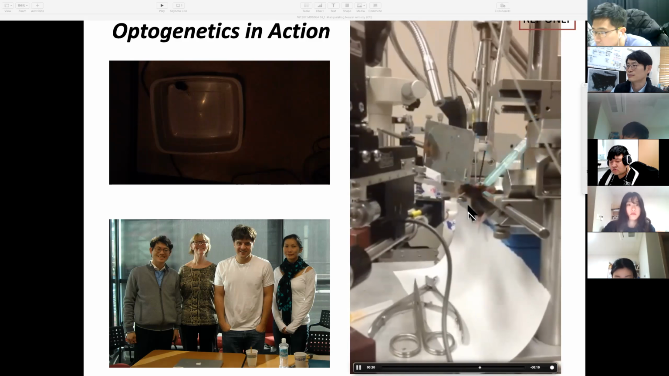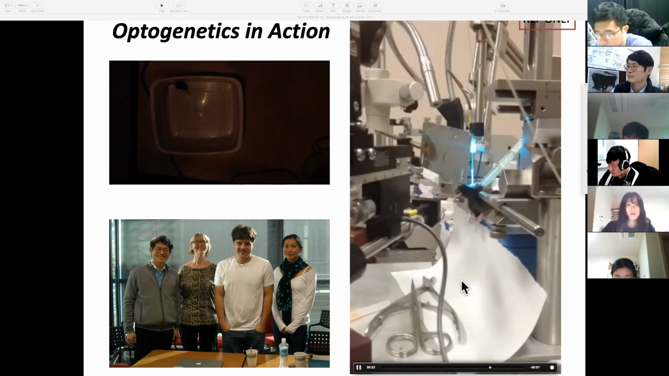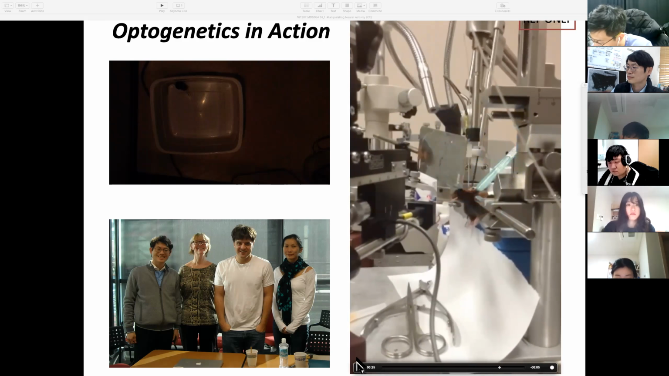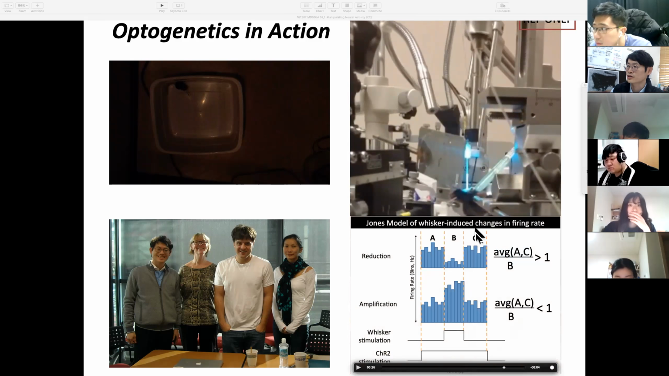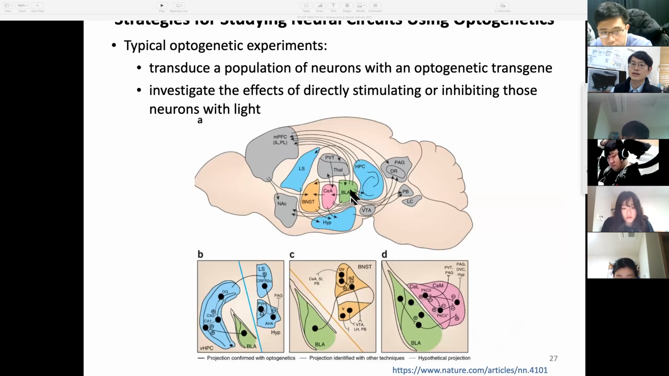You want to do it without showing the mouse, you mean? If we don't see too much blood, I don't mind. Okay, I just want to show some examples. As a result, what we got is having an optogenetic channelrhodopsin stimulation and giving a whisker stimulation, which, depending on neuron type, some inhibit, some actually amplify the neuronal firing. So I just want to give you some examples from my own experience.